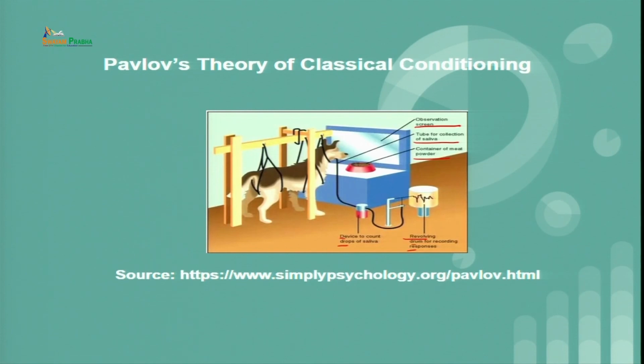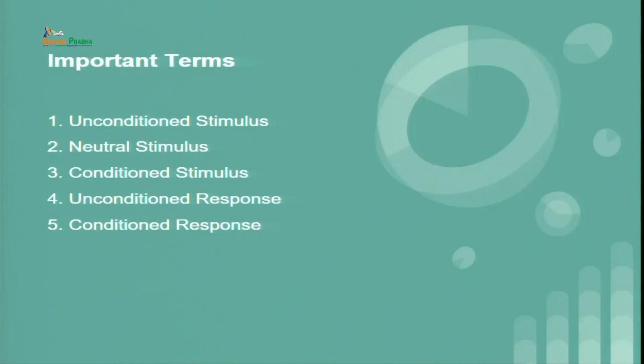Now, in order to understand this theory in depth, let us look at the important terms that are involved in the process. At first, you see that there is a term called unconditioned stimulus. Now, what is an unconditioned stimulus? It refers to something new that was never experienced before. So, it will be something that is unlearned.